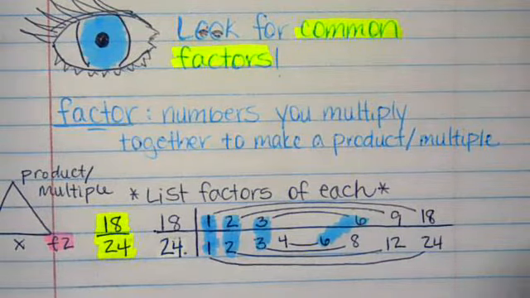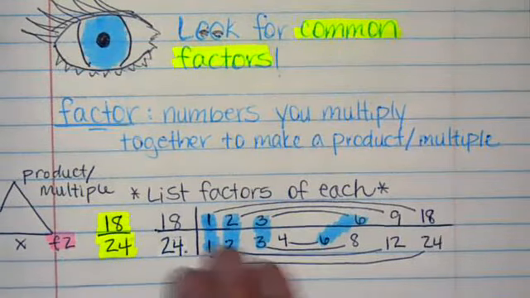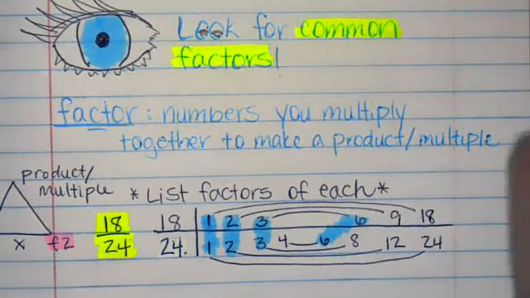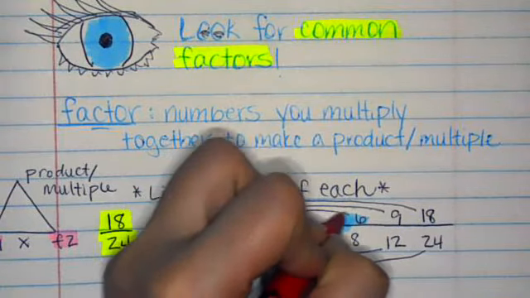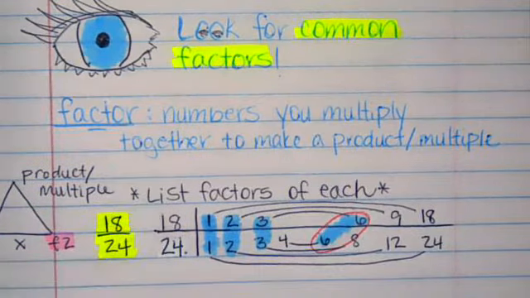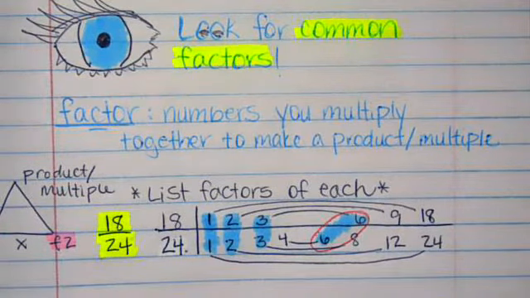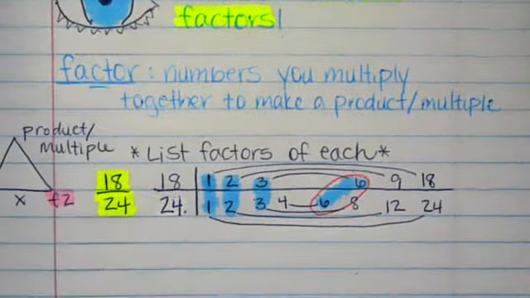What I'm going to do is look for the largest number that they have in common. In this list, what is the largest number they have in common? That largest number just happens to be 6. And you'll be talking a lot about this in 5th grade. So this is the greatest factor they have in common, or the greatest common factor.